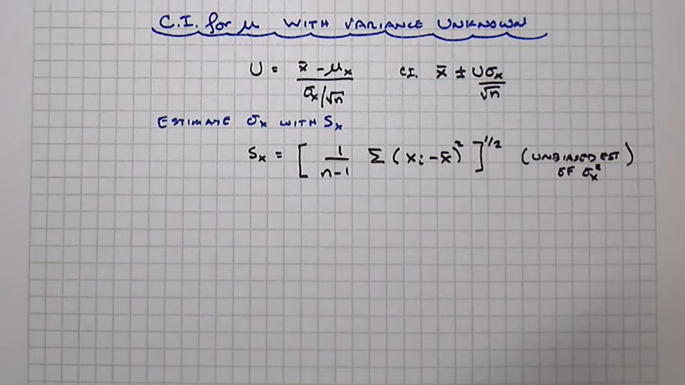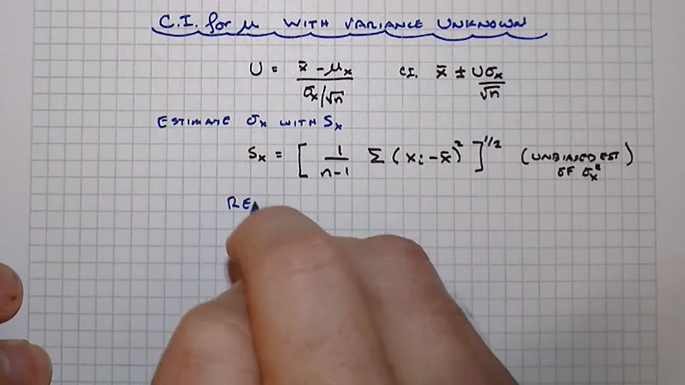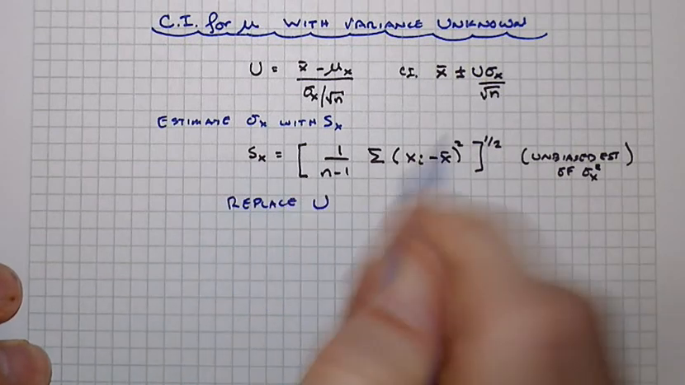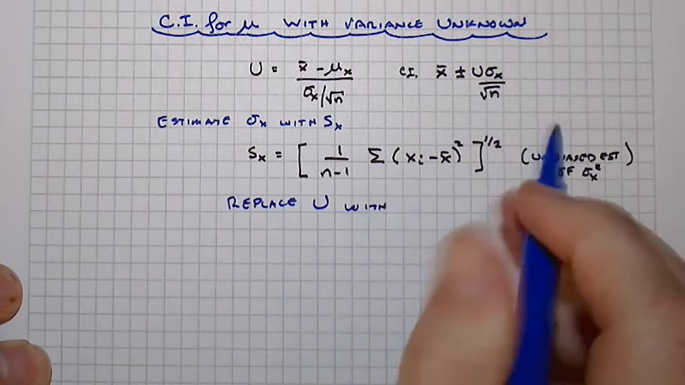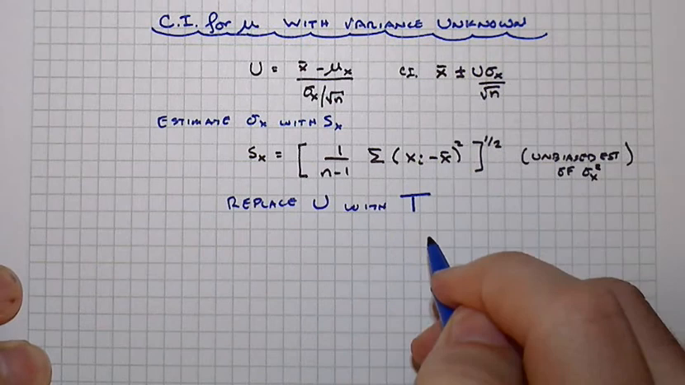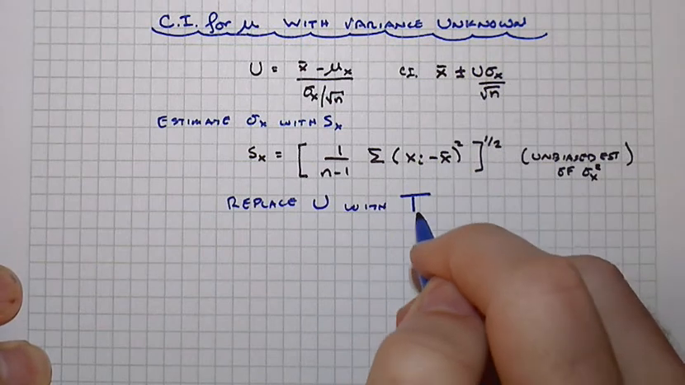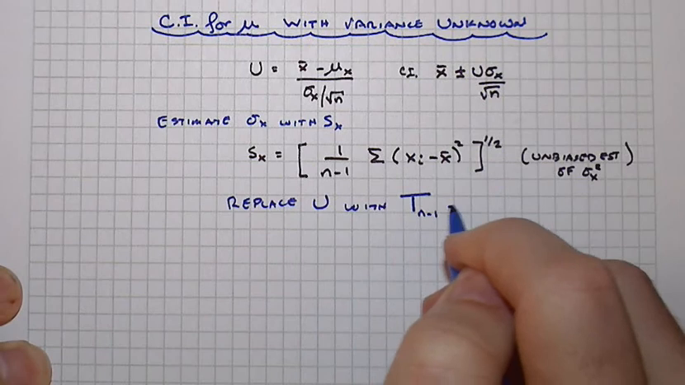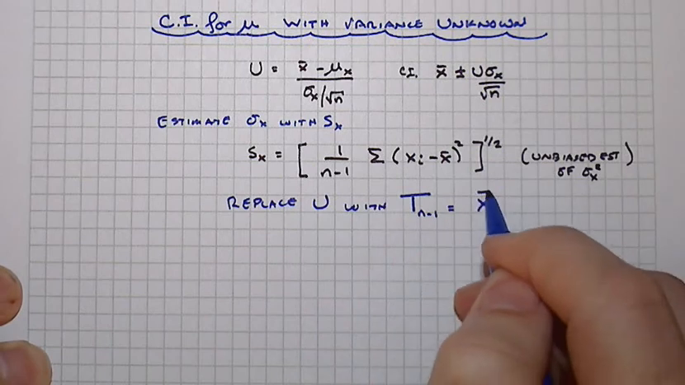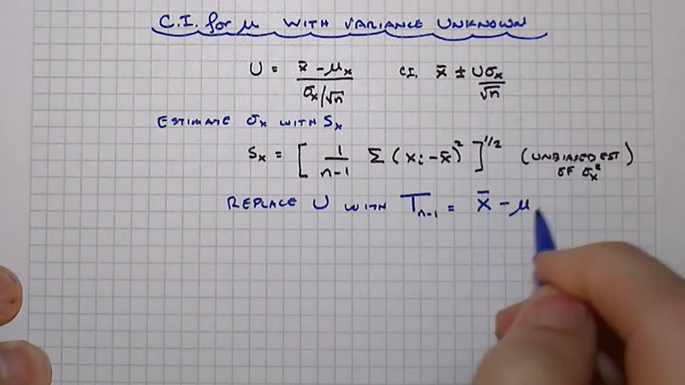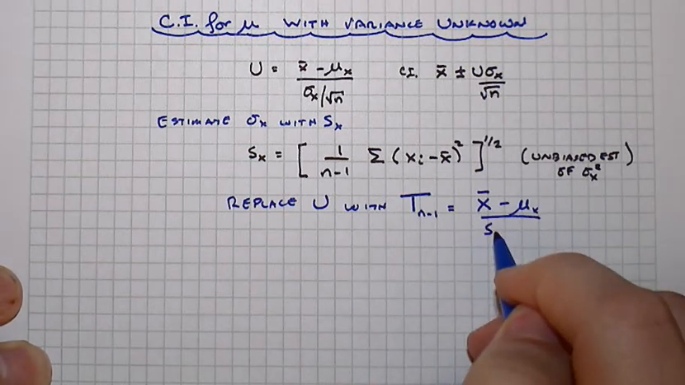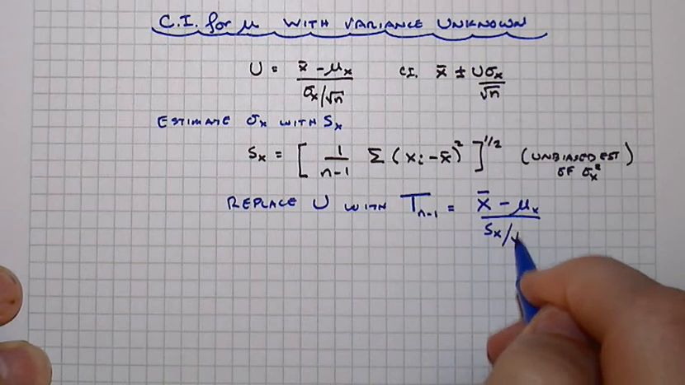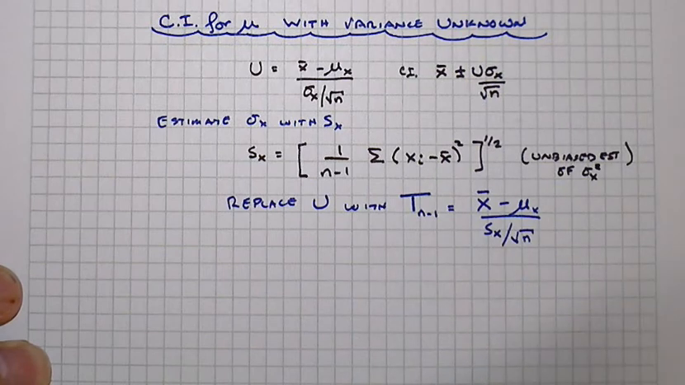Okay, so what we're going to end up doing then is we're going to replace u with a new statistic, and that statistic will be a capital T with a subscript of n minus 1, and that's going to be equal to the sample mean minus the mean of x, population mean now, divided by the sample standard deviation divided by the square root of n.